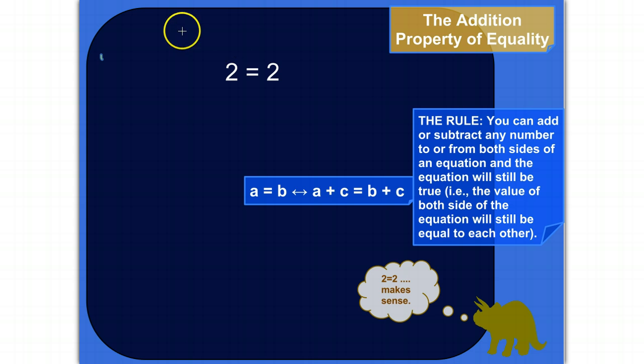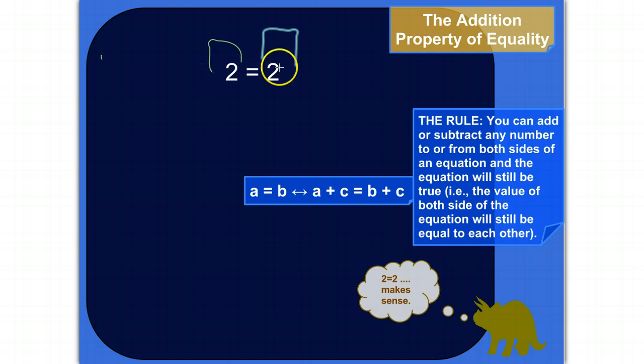For an equation to be true, it means the equal sign is not lying. The equal sign is saying that the left side of the equal sign is equal to the right side. The value of anything that's over here is equal to the value of anything that's over here. So what I can do is add or subtract a number from both sides of the equation, and it will still be true, meaning both sides will still equal each other.